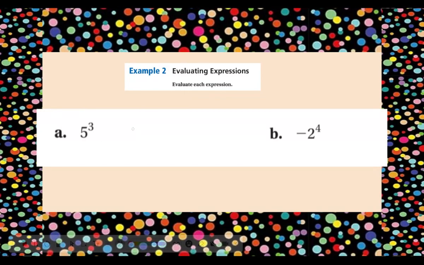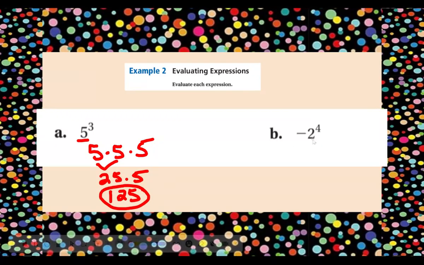Okay, here we're going to evaluate. So here we have a base of 5, 3 times. So 5 times 5 times 5. And then we just multiply. So 5 times 5 is 25. And think of money. 25 times 5 is 125.